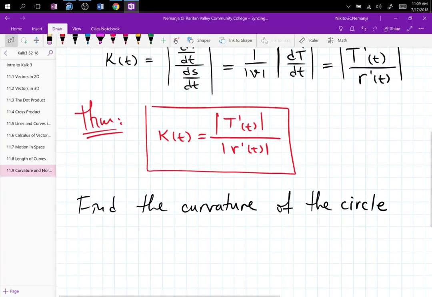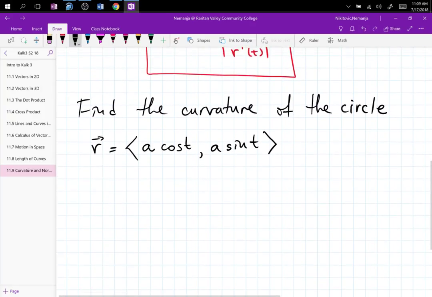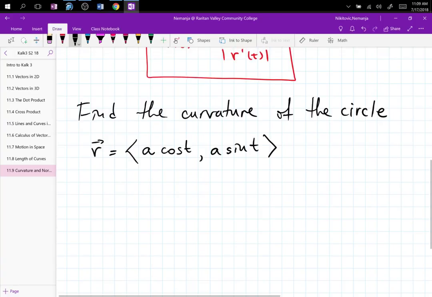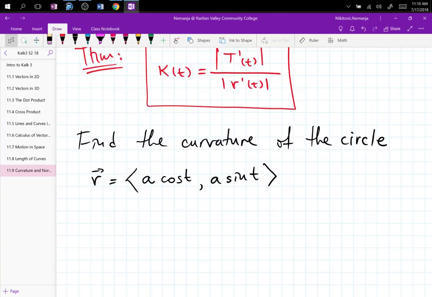All right, so for that I need r, which is going to be given as a cosine t, a sine t. So we see that I'm working on a general case. This could be a problem for the honors option, where you solve the question for every circle out there. Now the curvature in a circle should be constant everywhere, because a circle has a constant curvature. That should be common sense.